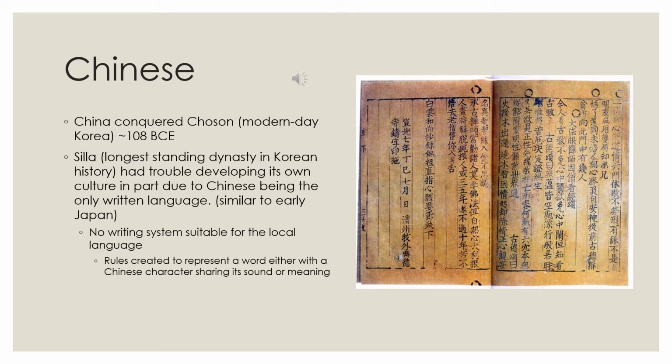It worked for the Chinese, however it didn't suit the local writing system. Chinese follows a subject-verb-object word order. Korean follows a subject-object-verb word order. Chinese has different particles to Korean and does not have conjugations based on status. So what the Koreans began to do was create rules to represent a word either as a Chinese character sharing its sound or meaning.